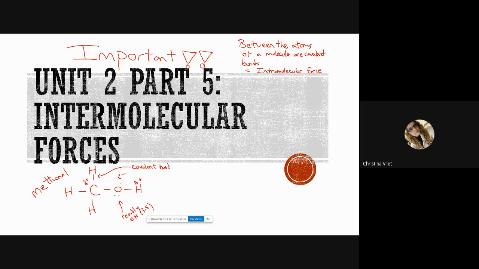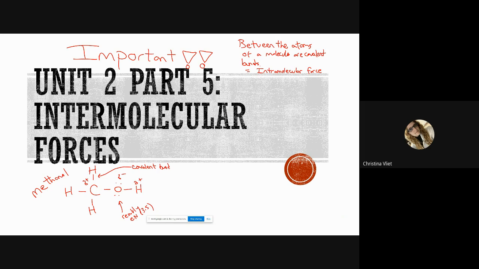Now, applying what I've just mentioned here, what do you think an intramolecular force versus an intermolecular force is? If an intramolecular force holds a molecule together, then what could an intermolecular force be? Right. So the idea is, how does this methanol interact with other molecules? Just to be clear on intermolecular forces, we're expanding. We're not just looking at singular molecules anymore, but how they interact with other molecules.